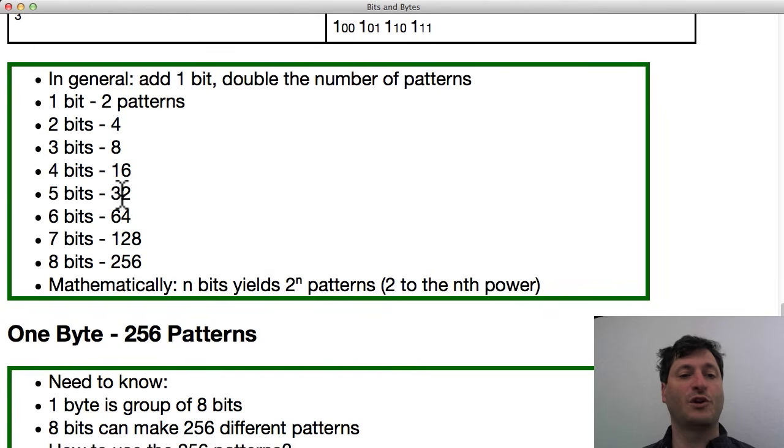If we just follow this through, it goes 32, 64, 128. And with 8 bits, there are 256 different patterns possible. And of course, 8 bits, that's the size of a byte. So it works out: 1 byte can store 256 different patterns. Mathematically, it turns out to be exponential. So with n bits, I can make 2 to the nth different patterns, 2 to the nth power.